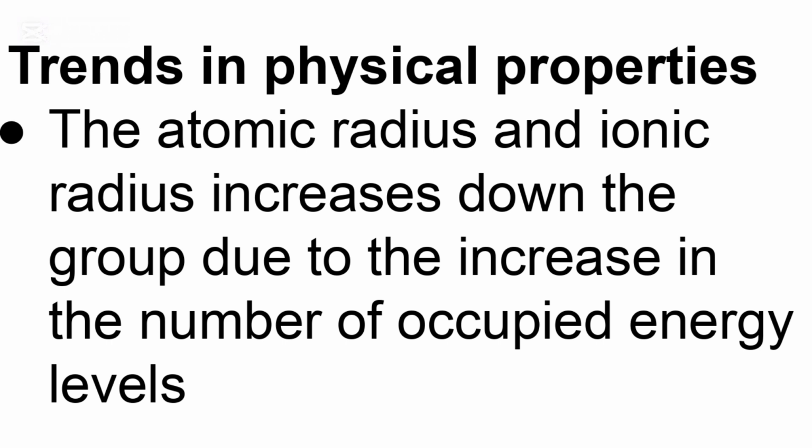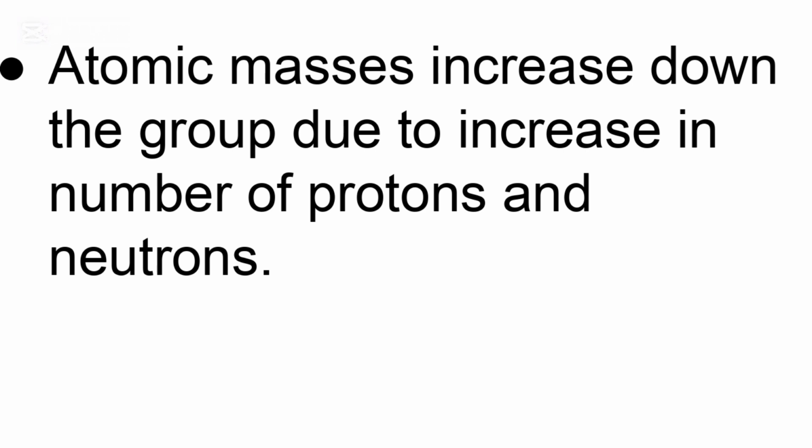The atomic radius and ionic radius increase down the group. This is due to the increase in the number of occupied energy levels. So, we are getting the reason as to why the atomic and ionic radius are increasing down the group, and the reason is because there is an increase in the number of occupied energy levels as we move down the group. The atomic masses increase down the group.